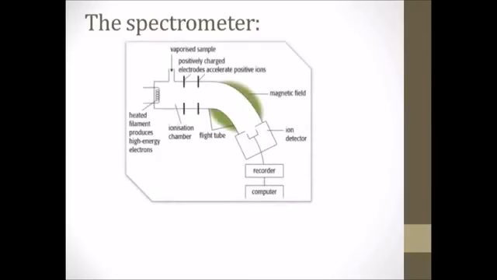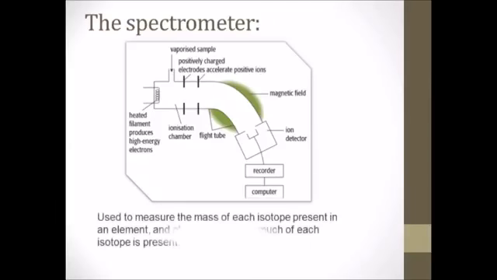Finally, we will talk about the mass spectrometer and how to find the relative atomic mass from spectra. This is a simplified diagram of a mass spectrometer. It can be used to measure the mass of each isotope present in an element and also compare how much of each isotope is present. You don't have to learn how it works, but it is useful to understand how the results are obtained.